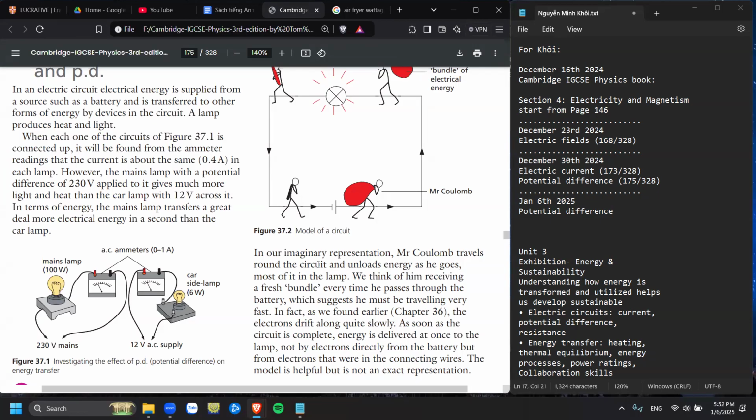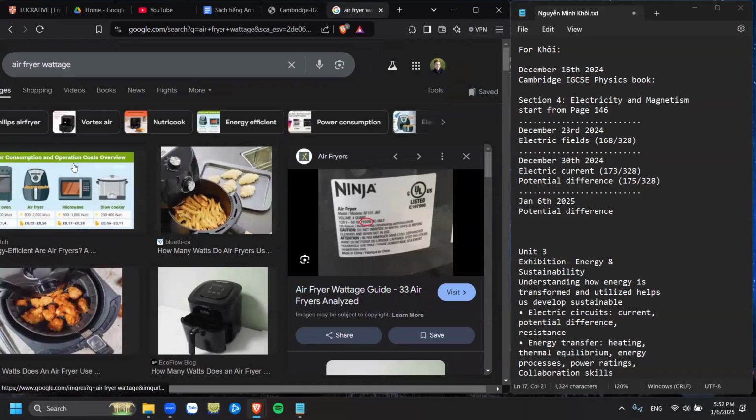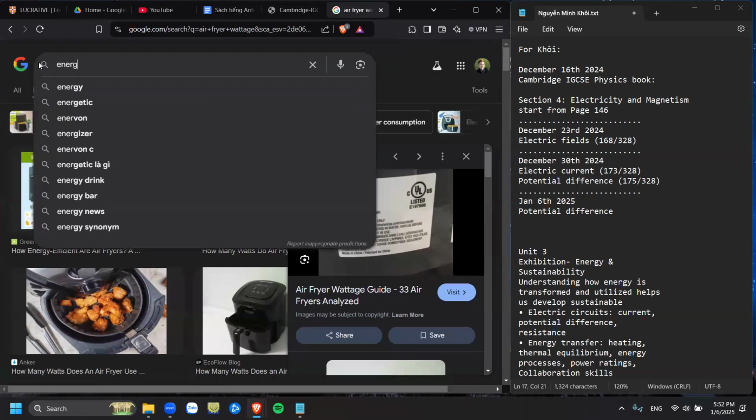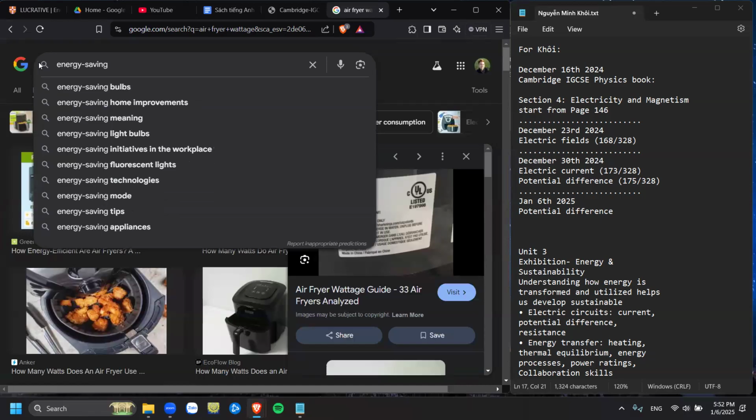I see. So basically, we humans have tried to reduce the electricity bill somehow. So we don't use a traditional light bulb anymore. We now use energy saving bulbs.